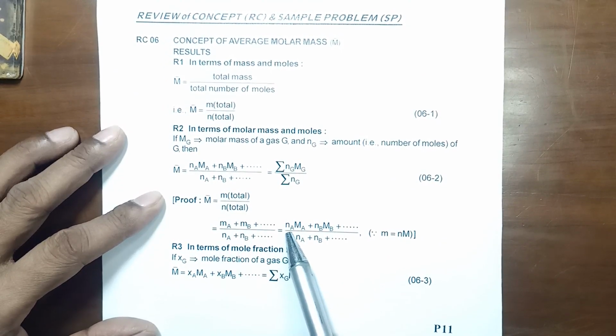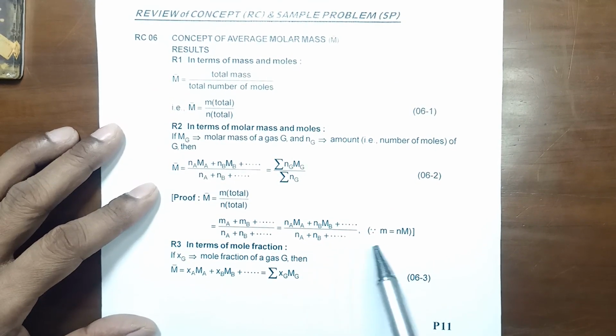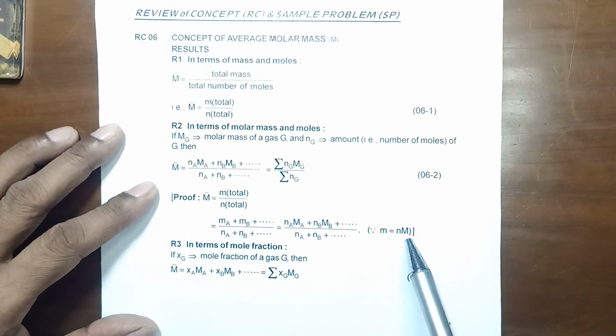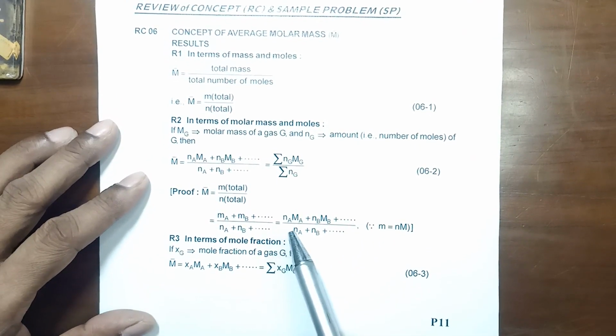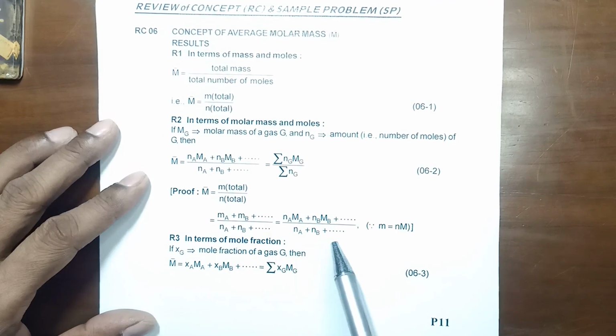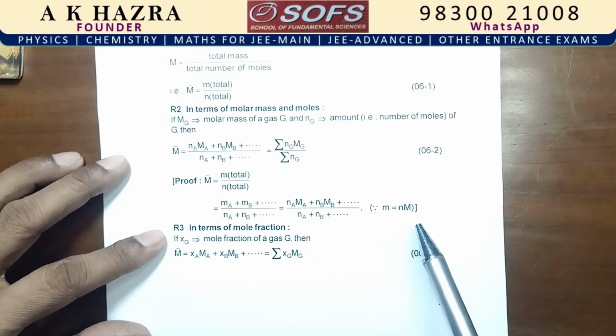Now M bar is equal to what? na Ma plus nb Mb, because mass equals small n into capital M. From dimension you think mole, gram per mole. So mole cancels, gram remains. So nM has the dimension gram. That's why it is a mass. So this mass is replaced by that, divided by na plus nb. Yes, so the sigma concept is already explained, result 2.